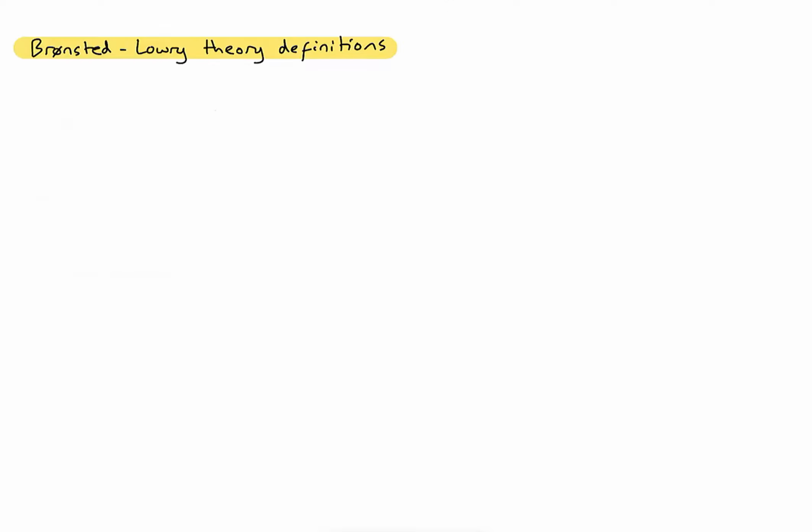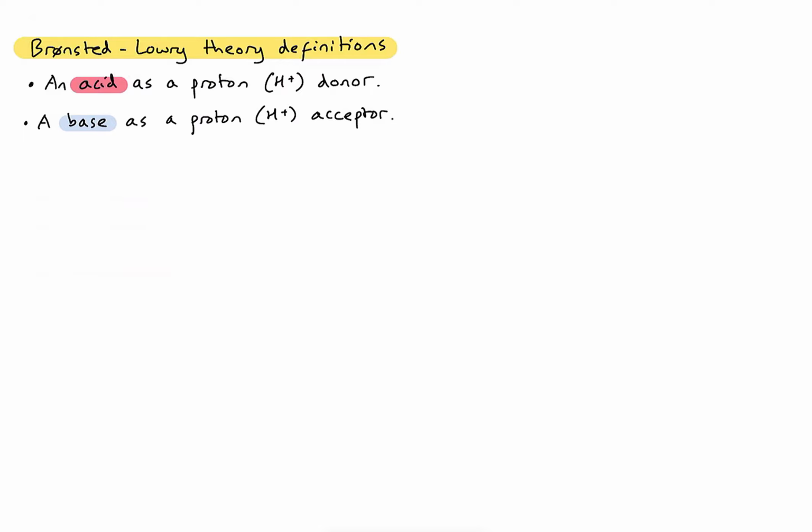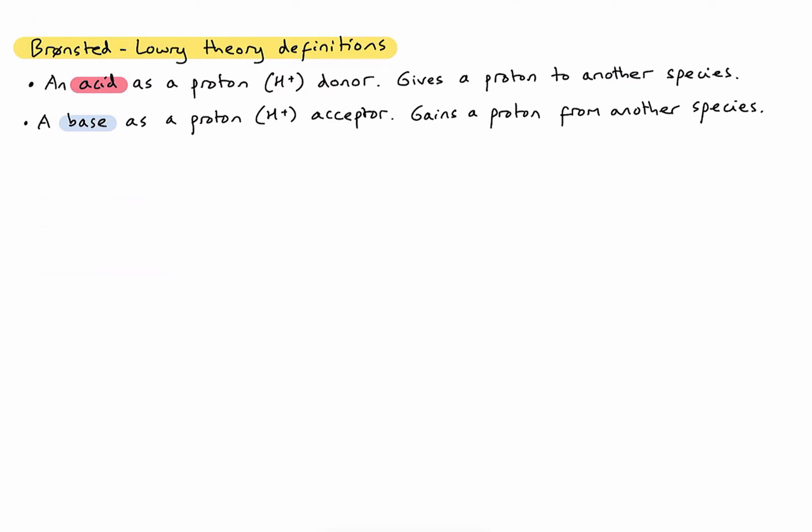So let's have a look at some definitions from Brønsted-Lowry theory. First of all, a Brønsted-Lowry acid is defined as a proton donor, or an H+ donor, and a base, conversely, is defined as a proton acceptor. So all that means, a donor means something is going to give protons to another species, and an acceptor is going to gain a proton from another species. And notice that we're just talking about a single proton here, or a single H+. So let's have a look at some examples then and see if we can identify Brønsted-Lowry acids and Brønsted-Lowry bases.